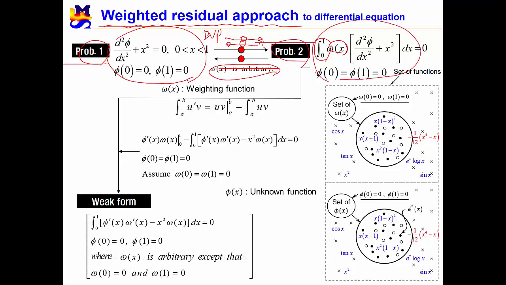Now we apply the rule of integration by parts onto the first term of problem 2 to reduce the maximum order of differentiation in the problem formulation. This is the result. Now let's assume that weighting function omega(x) at x equals 0 and 1 equals 0 because essential boundary conditions are imposed at the points. If you understand the constraint imposed on the eta function in this method at the points where essential boundary conditions are given, you can accept this assumption without any hesitation.